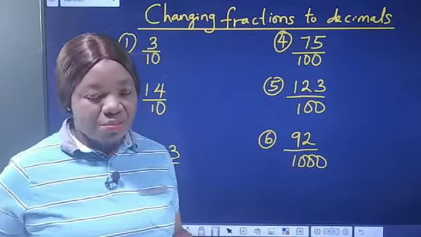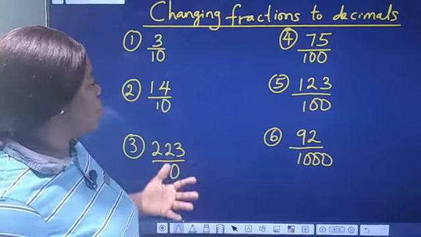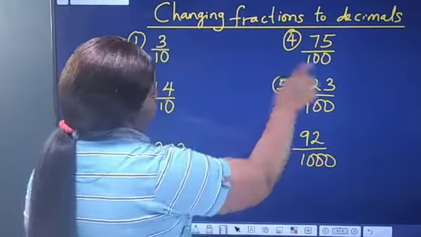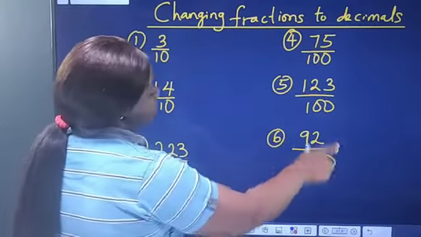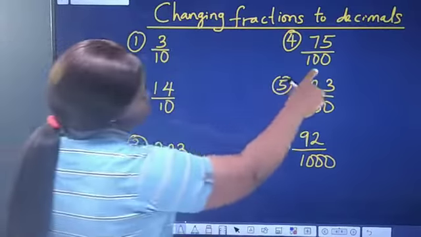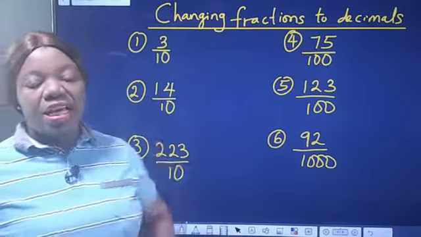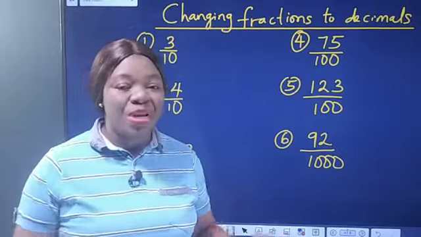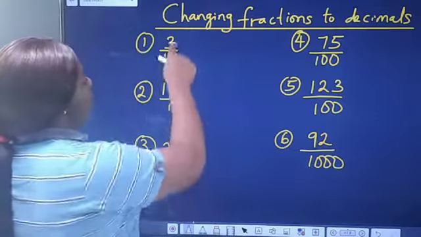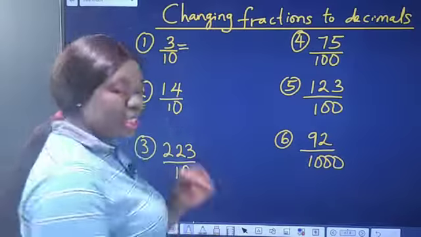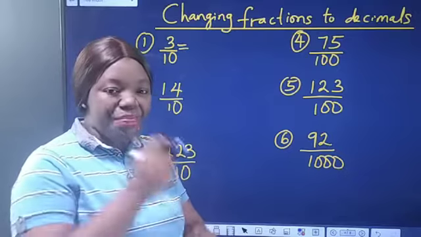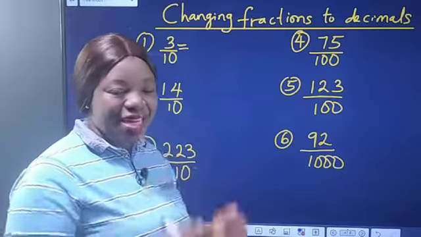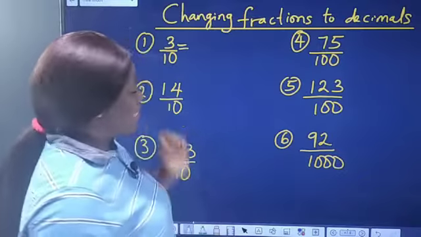Changing fractions to decimals. Now changing these fractions to decimals, how do we do it? If you look at the denominators of the fractions, they are in powers of 10, because they deal with only zeros. We have 10, we have 100, we have 1,000. Now 10 is 10 raised to power 1, 100 is 10 raised to power 2, and 1000 is 10 raised to power 3. Whenever you're dividing by a power of 10, count from the decimal point to the left.